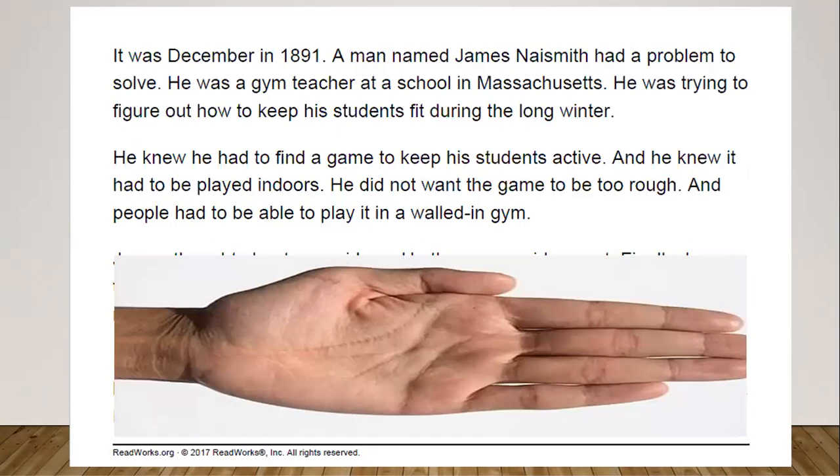Okay, he wrote down some rules for a game that he thought of. He nailed a peach basket to the wall. Let's see, we're 10 feet off the floor. Good, you remembered. The students threw a soccer ball into the basket for points for their team, and someone had to poke it out of the basket. Why? Oh yeah, because it still had the bottom in it. Okay.